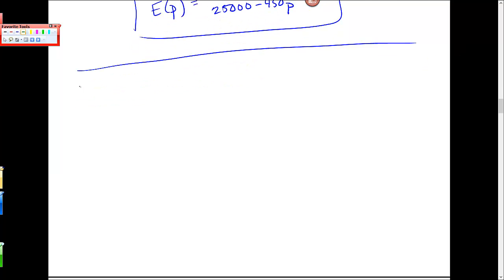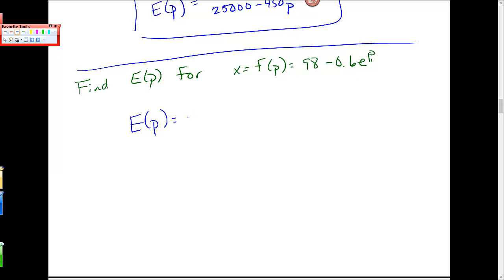Let's do one more of these. Find E of P for x is equal to F of P is equal to 98 minus 0.06 e to the p. Okay. So again, I need three pieces. It's negative, I need p, I need F prime of P, and I need F of P, but I already have P and F of P, so I'm going to find F prime of P, which is equal to 98, the derivative of 98 is 0. This negative 0.06 stays out front. The derivative of e to the p is just e to the p. That's it.